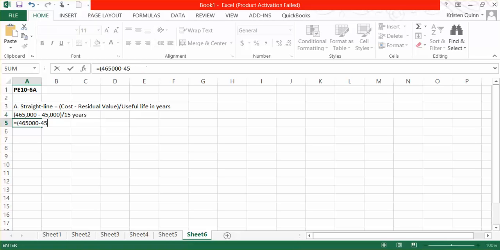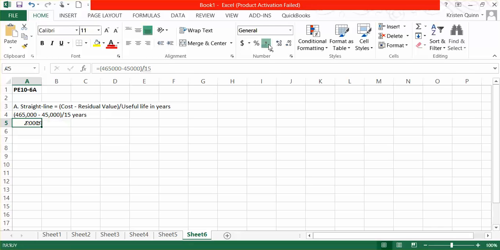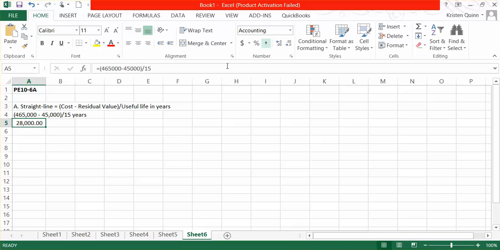In Part B, they want us to assume that the equipment was sold at the end of the 8th year for $235,000, and we need to determine whether there was a gain or loss on the sale of equipment. So the first thing that we're going to want to do is to calculate the book value of the asset at the end of that 8th year.